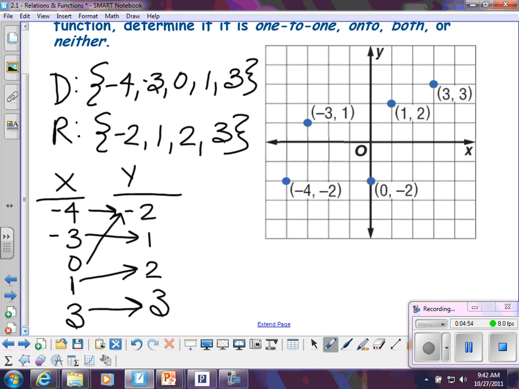So look, for one-to-one, your x values have to go to different y values, right? For onto, my y values have to go to different x values, right? So it's onto.